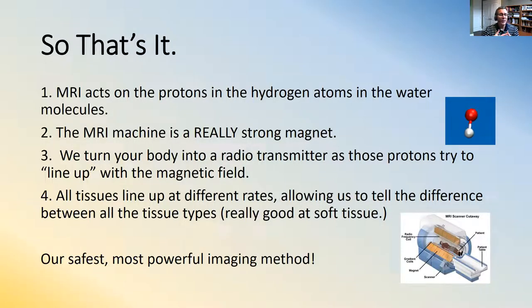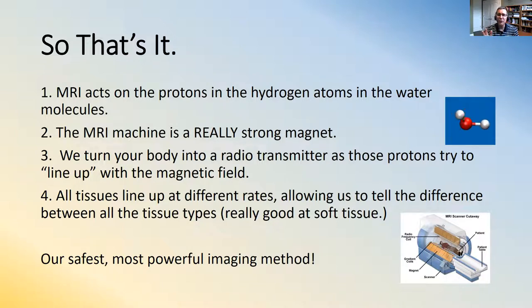So really that's about it. That's all I have for you. So let's just review. I think you understand roughly what MRI is now. MRI stands for magnetic resonance imaging. And we know that MRI acts on all the protons, which exist in the hydrogen atoms in the water molecules of your body. So stay hydrated, very important.